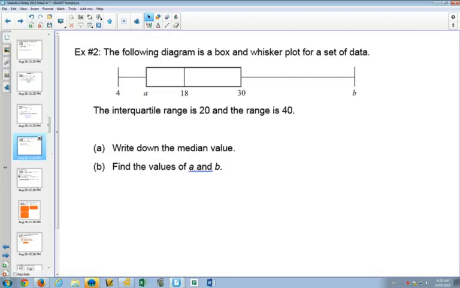So here we have another box and whisker plot. Try this one on your own. They tell us about the interquartile range and the overall range. Write down the median value and find the values of A and B.